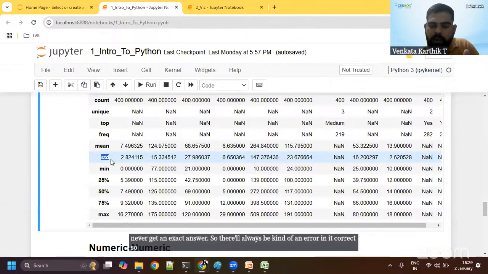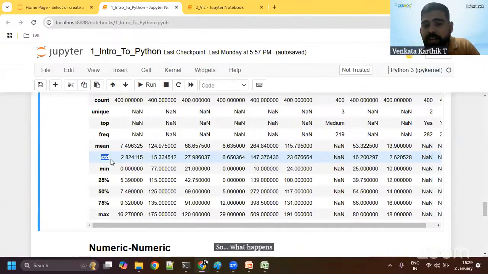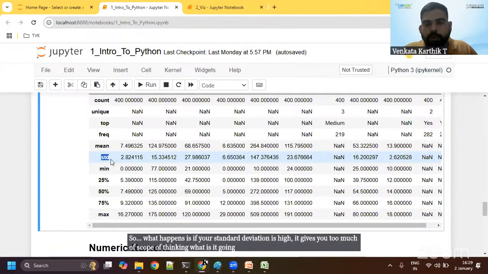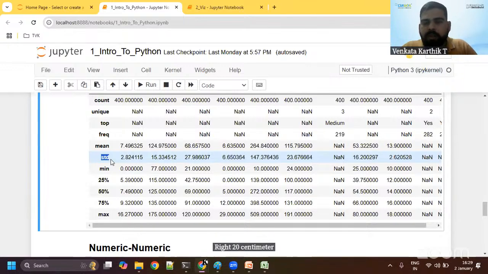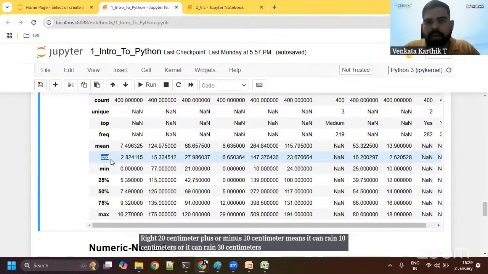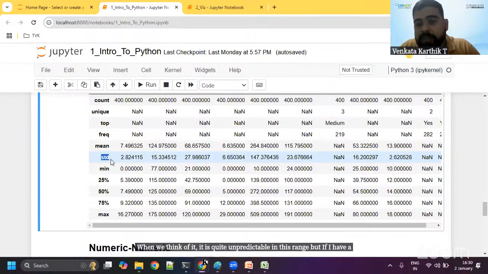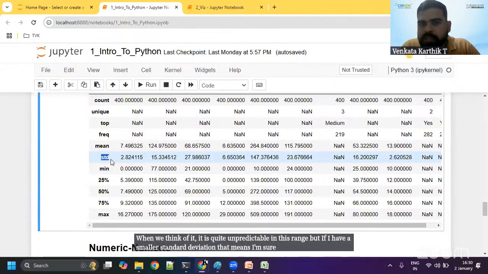So what happens is if your standard deviation is high, it gives you too much scope of thinking about what is going to happen. Is it going to rain or is it not going to rain at all, right? 20 centimeters plus or minus 10 centimeters means it can rain 10 centimeters or it can rain 30 centimeters, right? So it is quite unpredictable in this range. But if I have a smaller standard deviation, that means I'm sure that what this person is telling as a forecast is kind of reliable.